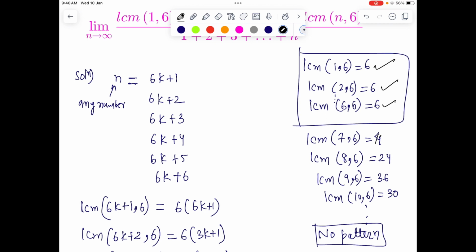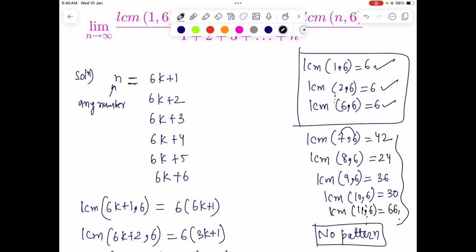What about 7 and 6? The LCM of 7 and 6 will be 42 because they are co-prime. LCM of 8 and 6 will be 24. 9 and 6 is 18. And you have 10 and 6 is 30. And 11 and 6, again clearly we can see, will have 66, and so on. So there is no definite pattern here, right? It's arbitrary, we are getting arbitrary numbers.